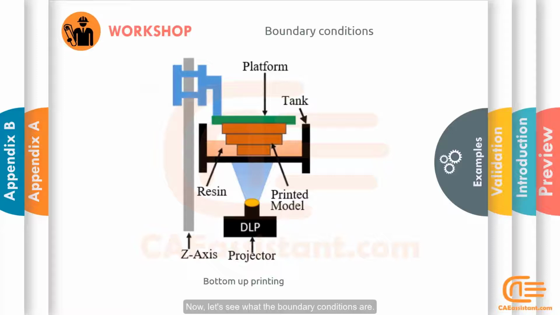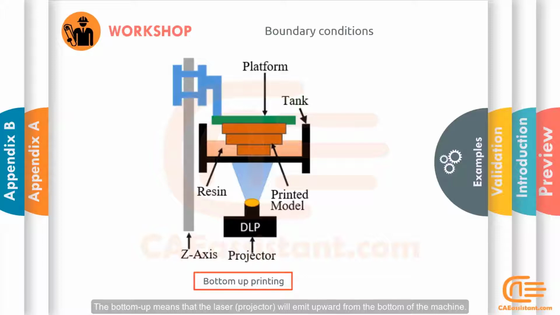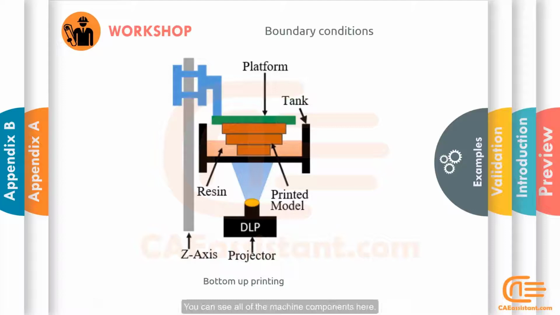Now let's see what the boundary conditions are. Look at this picture. This is a schematic of 3D printing with the stereolithography method. The stereolithography method is done in two ways: bottom-up printing and top-down printing. Here we use bottom-up printing. The bottom-up means that the laser or projector will emit upward from the bottom of the machine. You can see all of the machine components here.